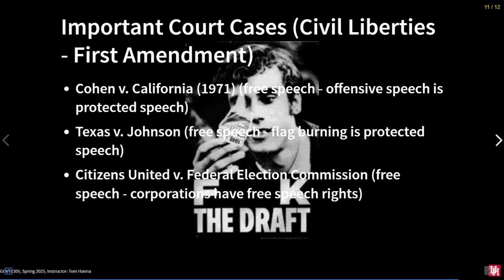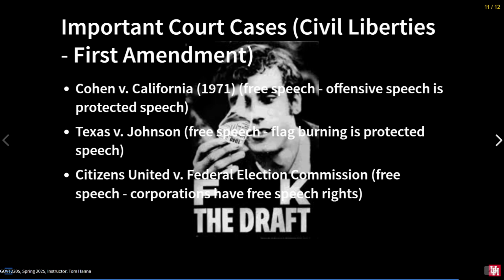And the argument was, now Citizens United was a nonprofit corporation, but it was still a corporation. And Citizens United claimed that corporations have free speech rights, and that to exercise those free speech rights, the only way that a corporation can exercise free speech rights is by spending money to buy advertising.